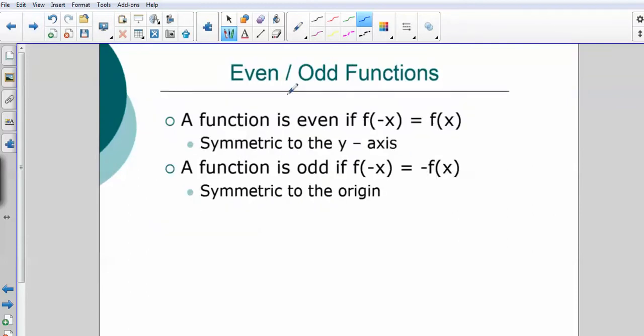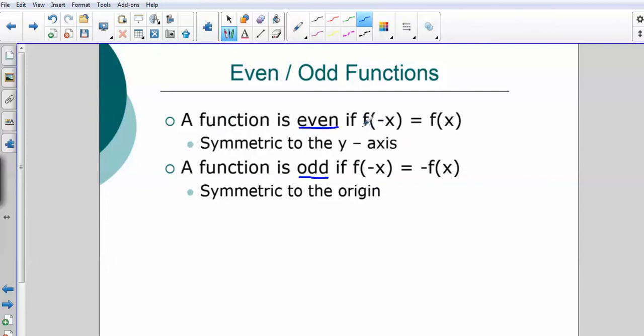Okay, so graphs with these symmetries have special names. If a graph is symmetric to the y-axis, it is even. And if a graph is symmetric to the origin, it is odd. But sometimes we're not looking at the graph. Sometimes we're looking at an equation. So we have these second rules.